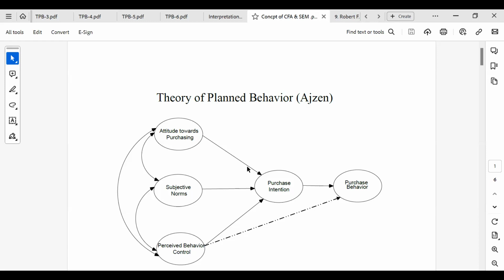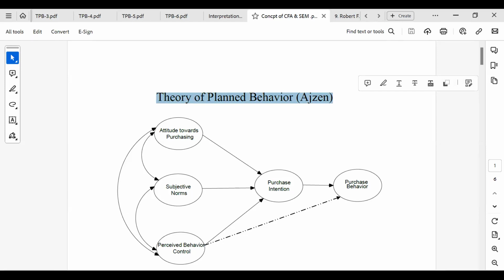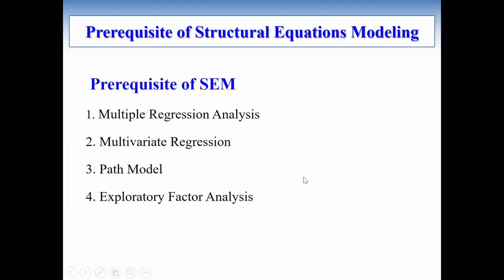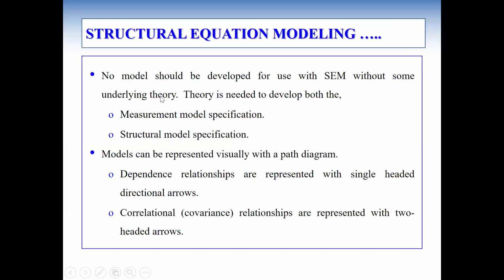So if I want to measure the buying behavior of youth or any age group persons, I will use the theory of planned behavior. So in structural equation modeling, it's a prerequisite. I'm showing you one slide, so you can go through these slides. No model should be developed for use with structural equation modeling without some underlying theory. It means theory is a must. Theory is needed to develop both the measurement model specification and structural model specification. Okay.